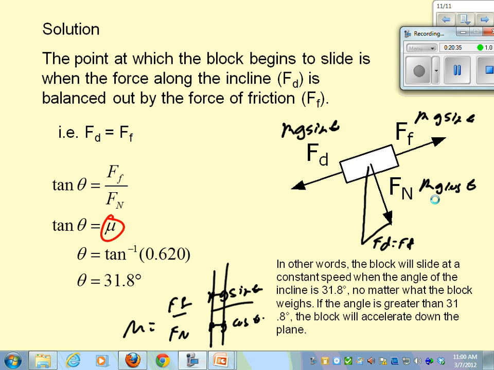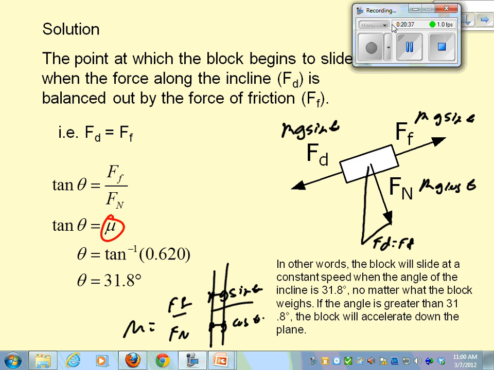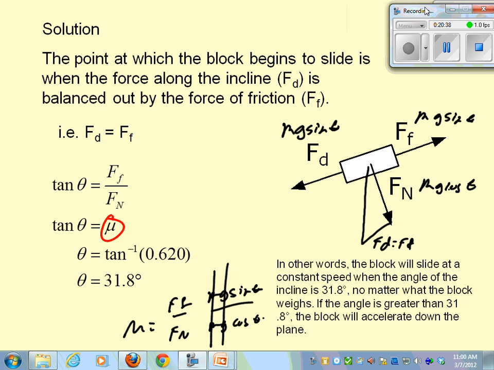All right, I'm done talking. There's a few questions there that you guys can work on. I think I put the solutions there as well. Enjoy some lovely friction questions.